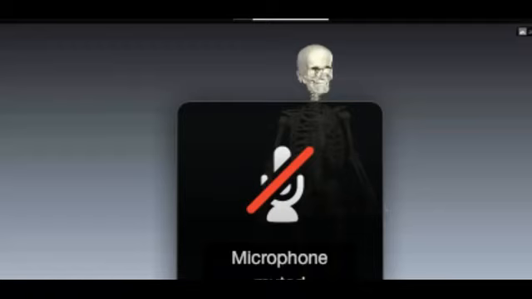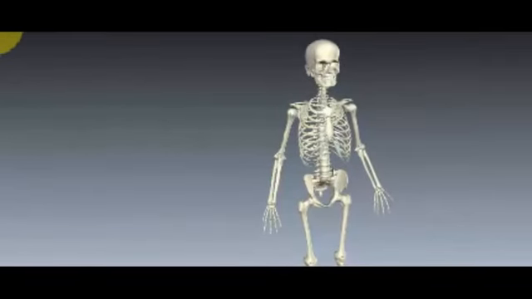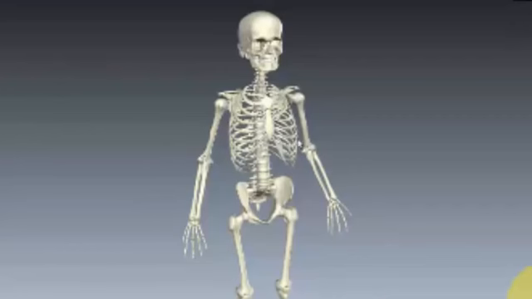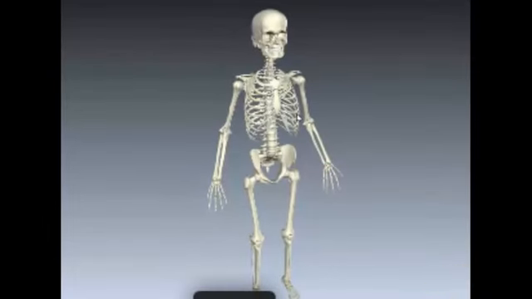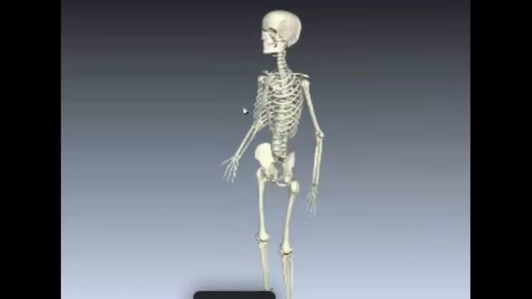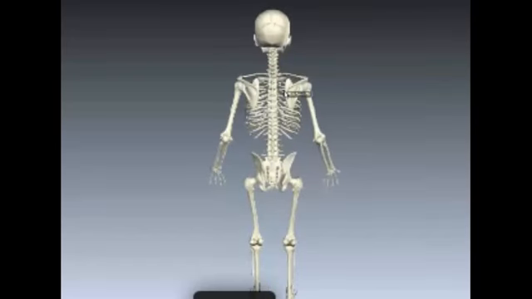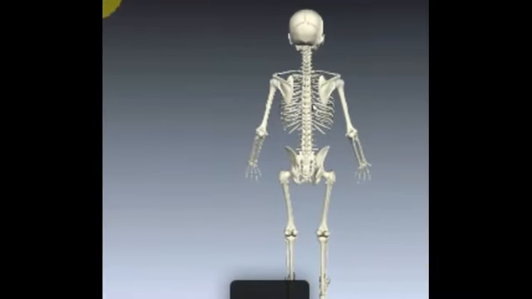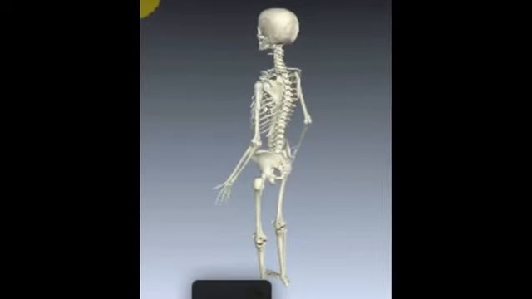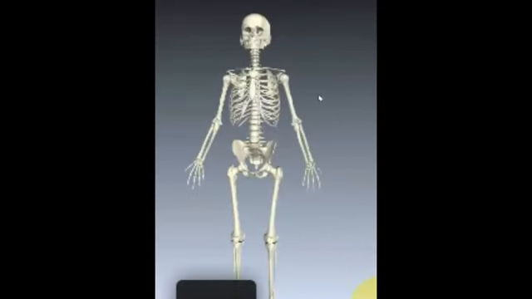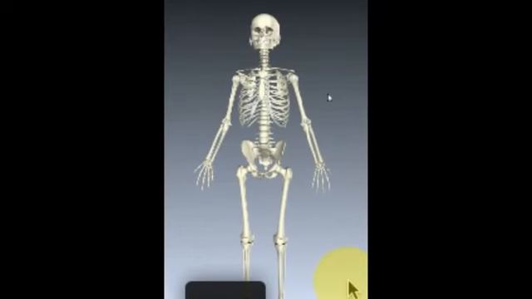So it is your skeleton. It is the skeleton of an adult person. There is no difference between female and male. It is the base structure of your body. Actually, your skeleton is made from 270 bones from your birth, and when you get to 30 years old, some of these bones stick together, and finally you have 206.